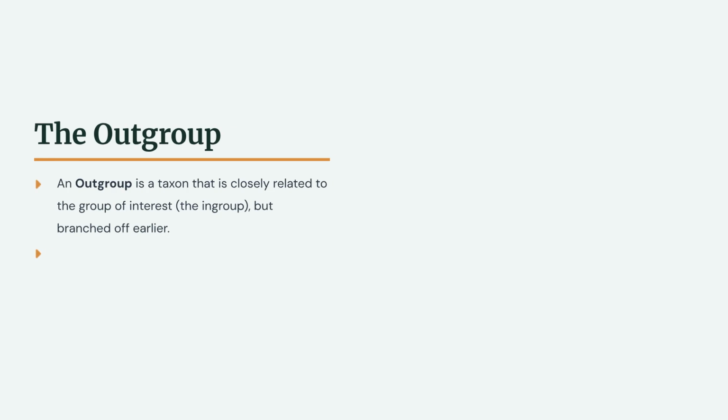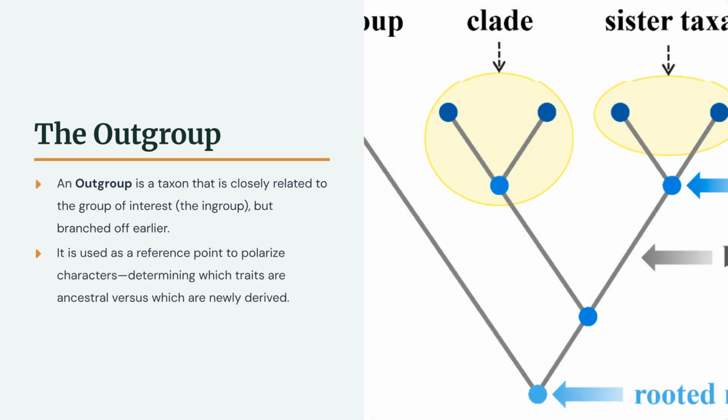An outgroup is a closely related taxon that branched off earlier than the group of interest, the in-group. It serves as a reference to determine ancestral versus newly derived traits.